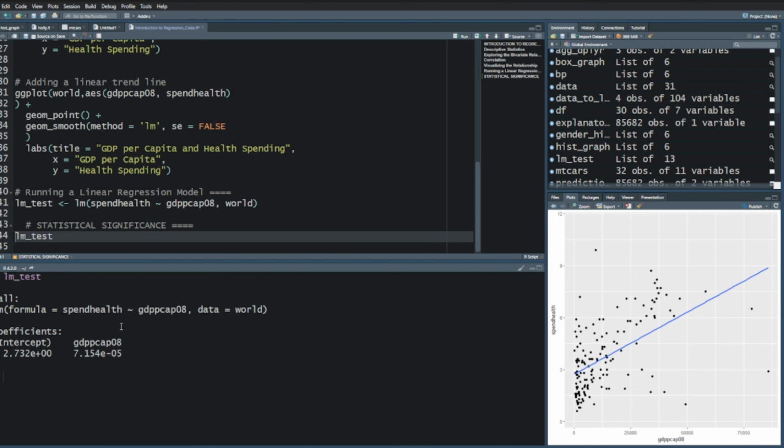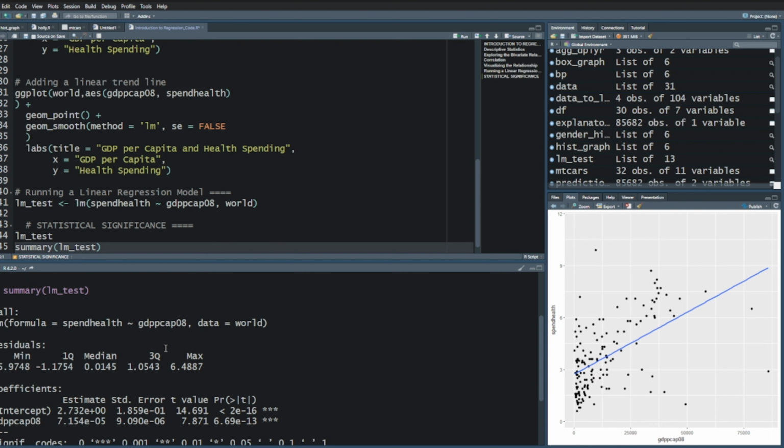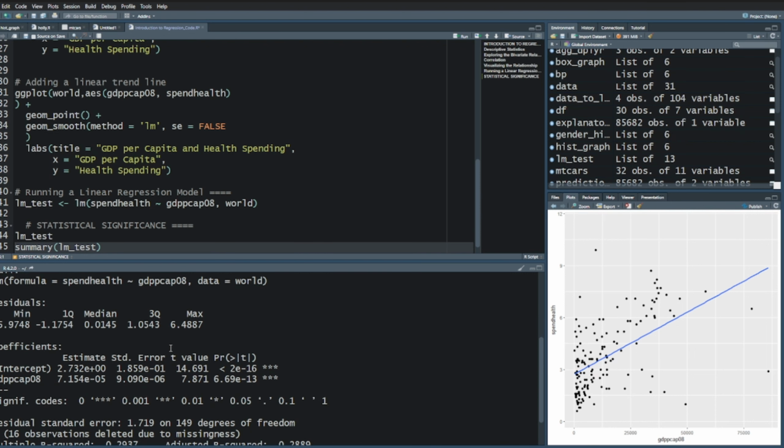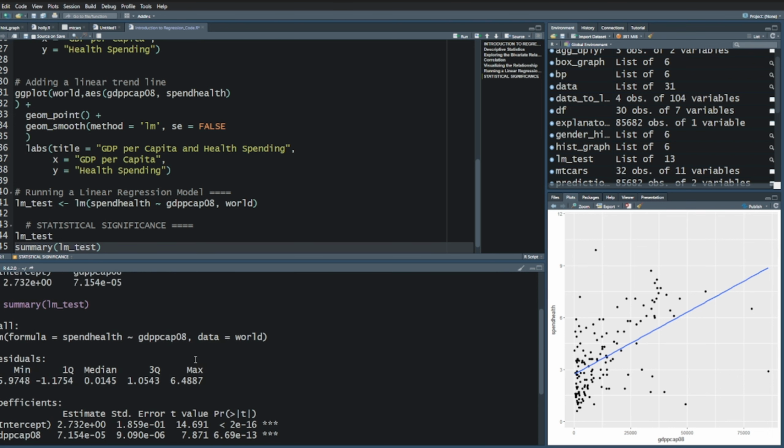But we want more than this. Typically, if you want a regression table that you can import to your research paper, you need more than this. So let's use a function called summary in R to generate our regression output. Remember, we stored everything in lm test, so we call lm test inside summary, and then we run the code. And what we have here is a more detailed regression output for the regression analysis we did.